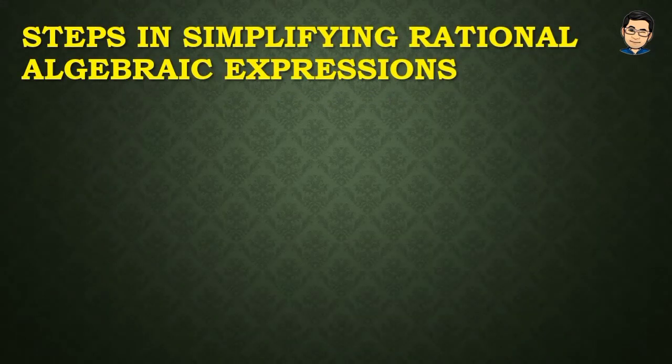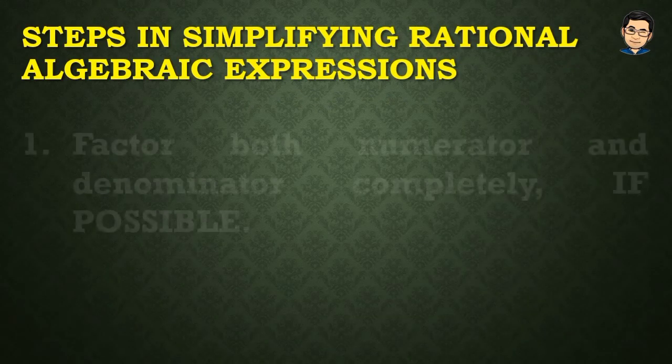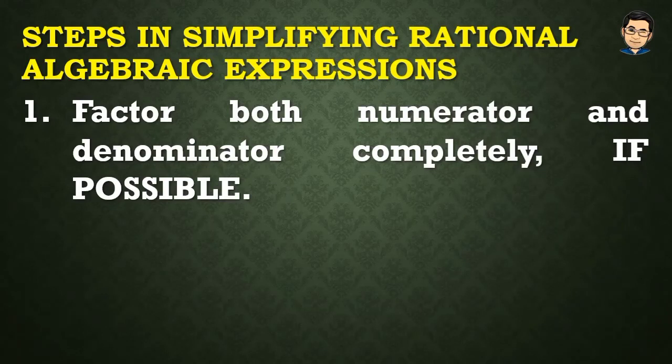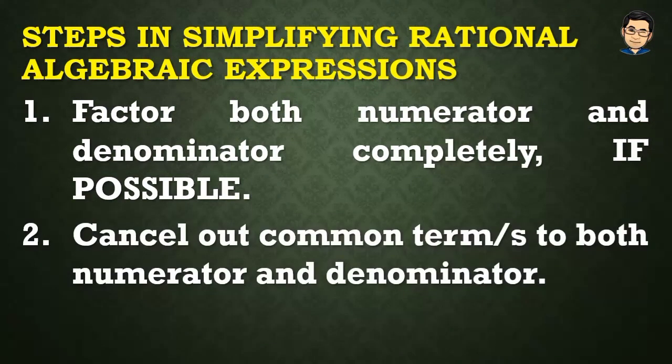So what are the steps in simplifying rational algebraic expressions? The first one, we need to factor both numerator and denominator completely if possible. So we have there the word if possible. There are rational algebraic expressions that cannot be simplified kasi yun na talaga yung sagot. So wala tayong makukuhang common factor, common term. And then, we will cancel out common term or terms to both numerator and denominator. So after nating i-apply yung factoring techniques, that's the time na pwede na tayong mag-cancel ng mga common terms to both numerator and denominator.